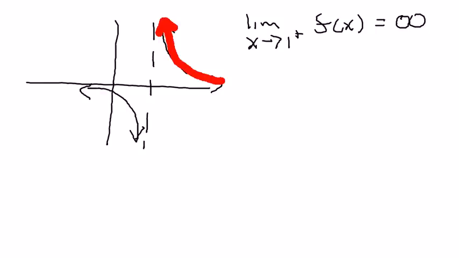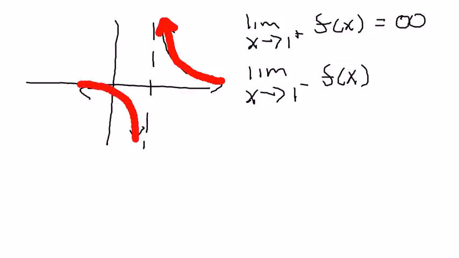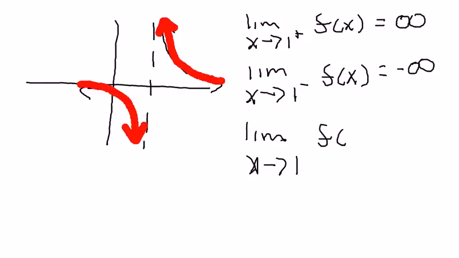If I approach as x approaches 1 from the left-hand side, that means now I'm approaching 1 going the other direction, this way. And as I approach 1 going that way, I'm going to negative infinity. And so then if I asked you, what is the limit as x approaches 1 of f of x, since those two don't go to the same value, I would say this does not exist.